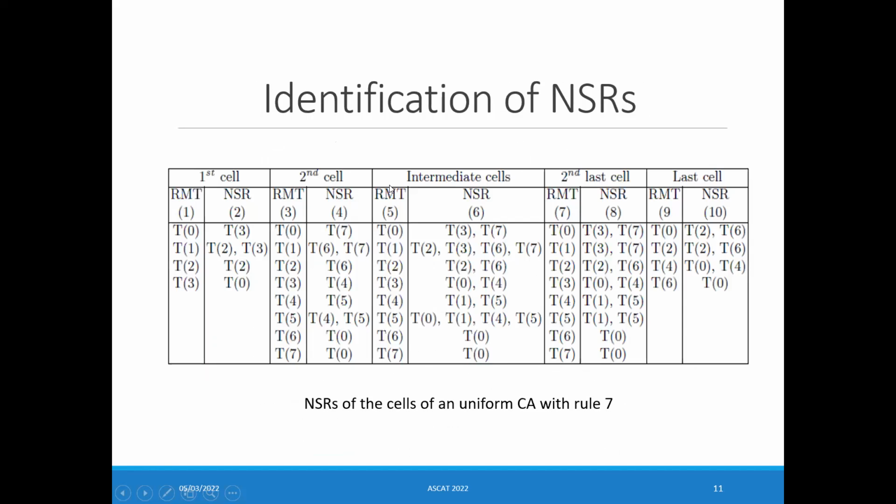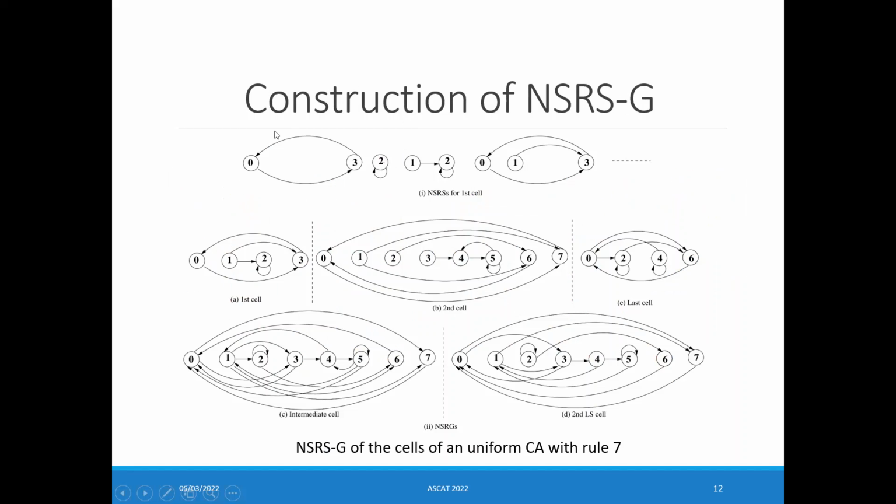Similarly, the NSR of T2 is T2, so there is a self-loop on 2. By combining all these, we can get the first cell NSRSG. Similarly, we can identify the second cell NSRSG, the last cell, intermediate cell, and second last cell also.